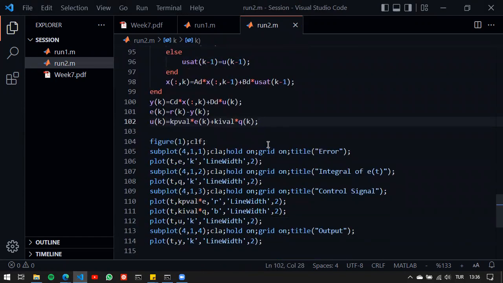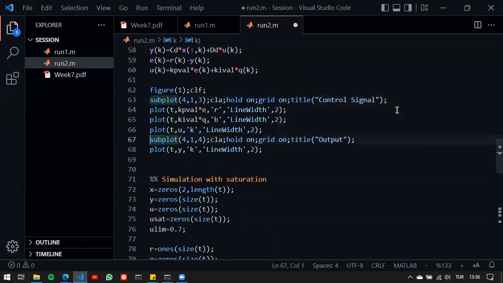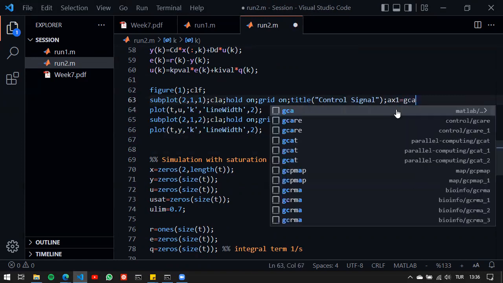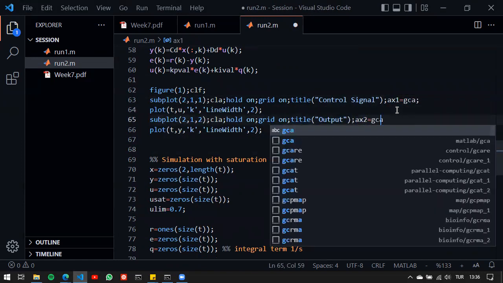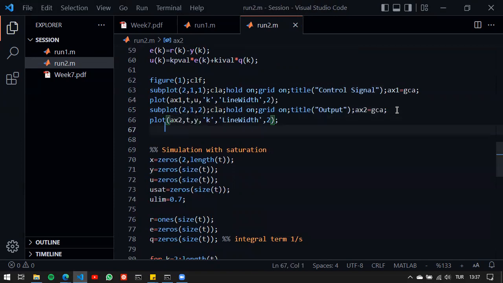Now, it seems to be all right here. Let me, by the way, get rid of all the unnecessary stuff. So let's have the control signal and the output, and that should be enough. So 2 by 1 the first one, 2 by 1 the second one. That's it basically. So let's also save them like that. There we go.